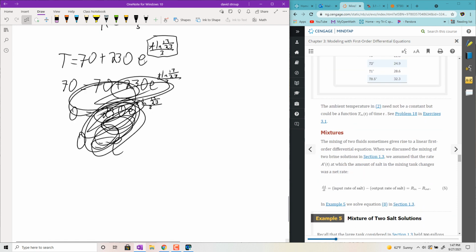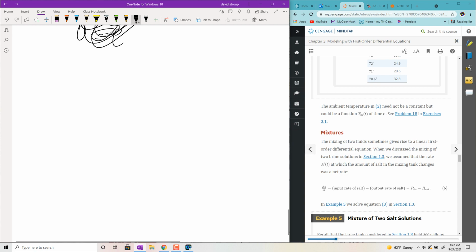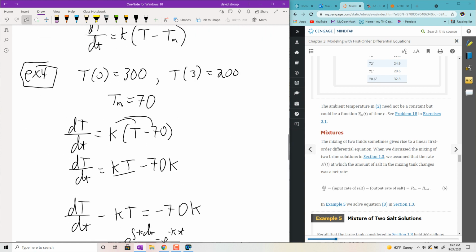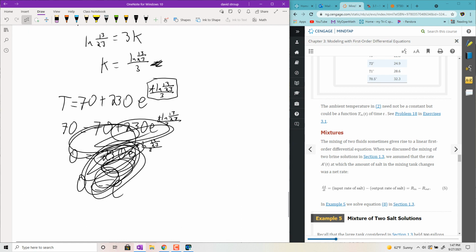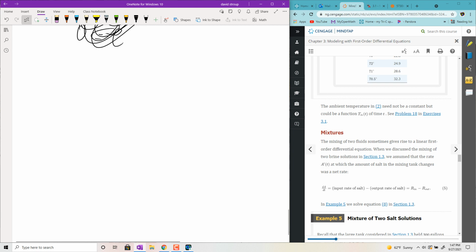Okay, the next type of problem then is the mixture problem. So let's take a look at mixtures. This is section 4. Next problem.